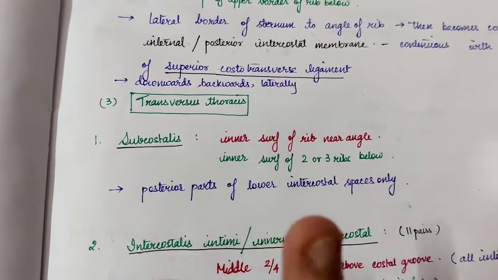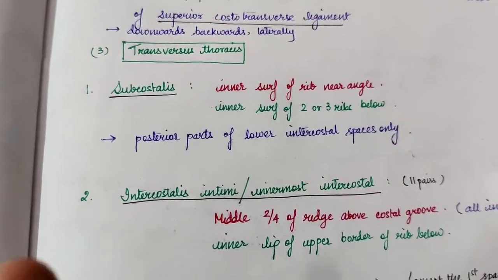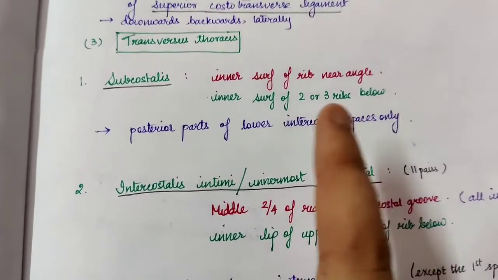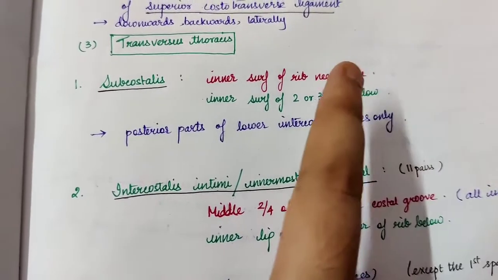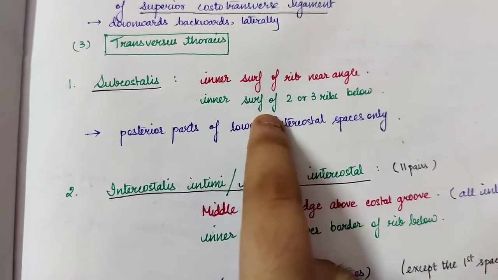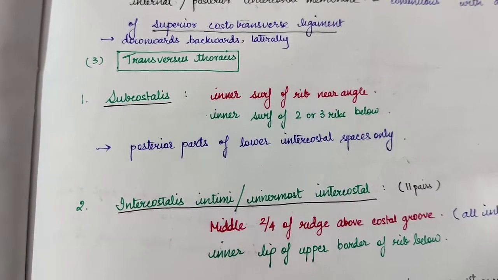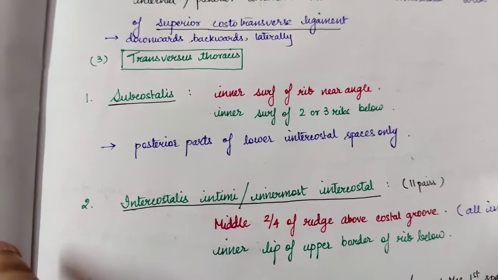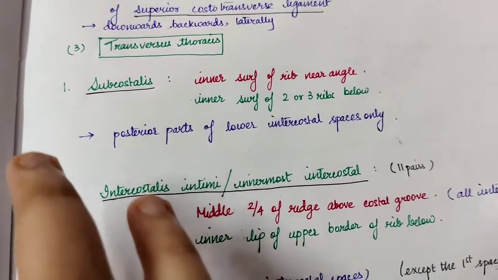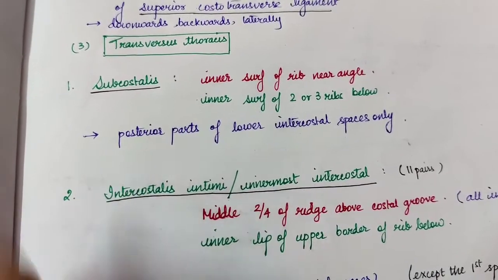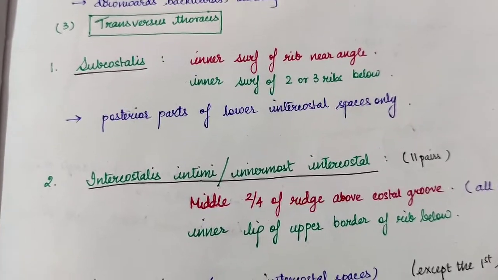Next we have the transverse thoracis. The first muscle present here is the subcostalis. Where is the subcostalis present? On the inner surface of the rib near the angle, and it gets inserted in the inner surface of 2 to 3 ribs below. The direction of the fibers is the same as that of the internal intercostal muscles. These originate from the inner surface of the ribs near the angle and get inserted 2 to 3 ribs below, in the posterior parts of the lower intercostal spaces.